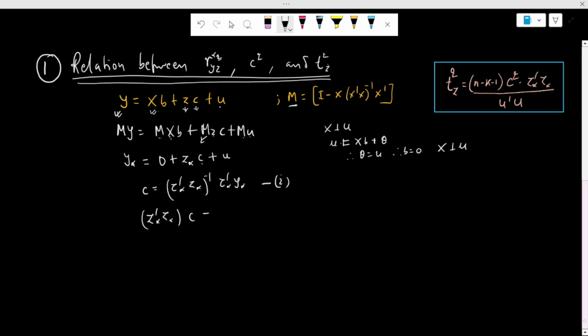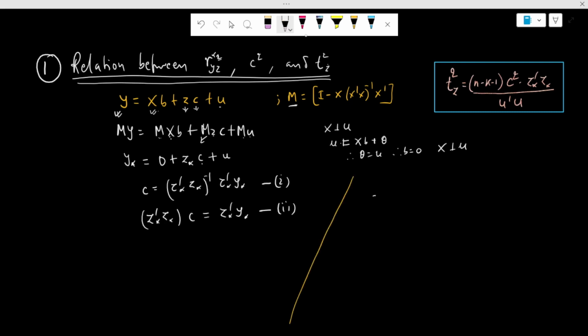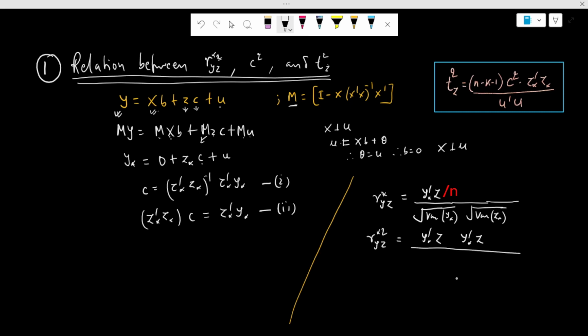Also, we know the partial correlation coefficient between y asterisk and z asterisk, that is after partialing out the effect of X. So let us square this.